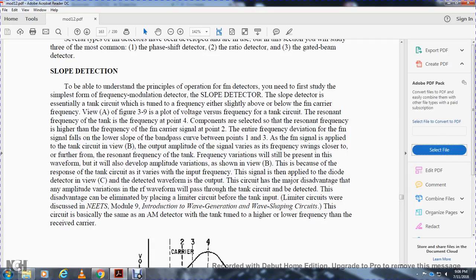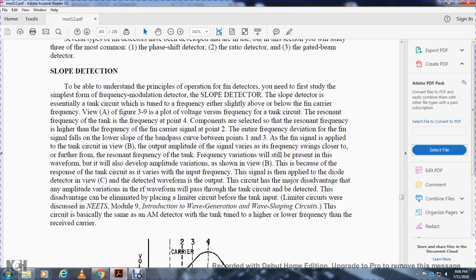of the frequency modulation carrier. In view A of figure 3-9, the plot of voltage versus frequency of the tank circuit shows the resonant frequency of the tank circuit. The frequency at point 4 is the component selected with the resonant frequency, the higher frequency of the frequency modulated carrier signal at point 2. The frequency deviation of the frequency modulation signal falls on the lower slope of the bandpass curve, between points 1 and 3, with the frequency modulated signal applied to the tank circuit. In view B, the output amplitude of the signal varies as the frequency swings closer to or further from the resonant frequency of the tank.